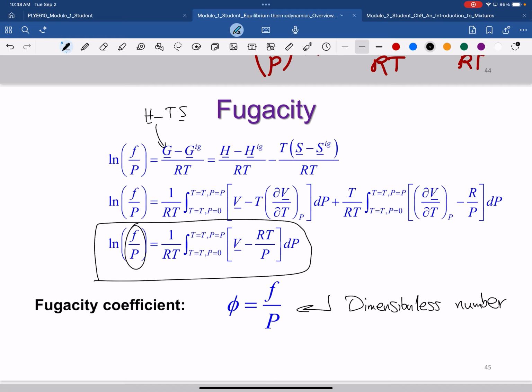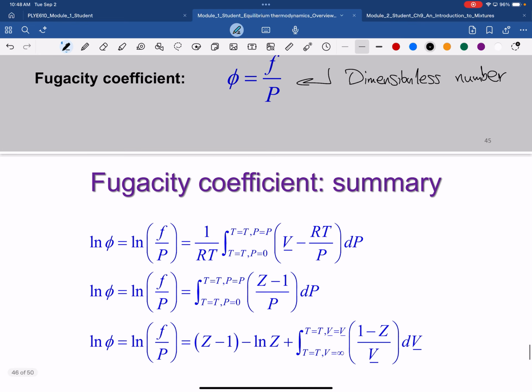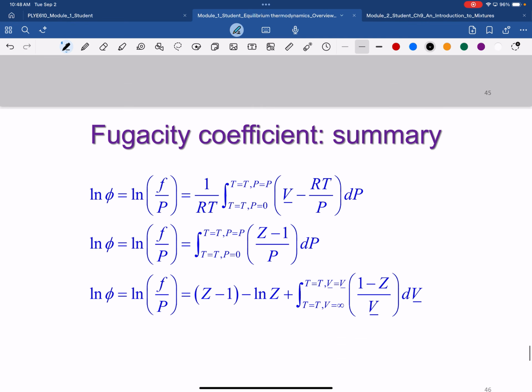Okay. So if you have the equation of state, you can use that equation to calculate the fugacity or fugacity coefficient. Some equations of state are a little bit difficult to work with because you don't have the explicit relationship between P and V very nicely written to put it in the integral. So there are different variations of this integral form. You can write it in terms of dP. So this is what you saw.